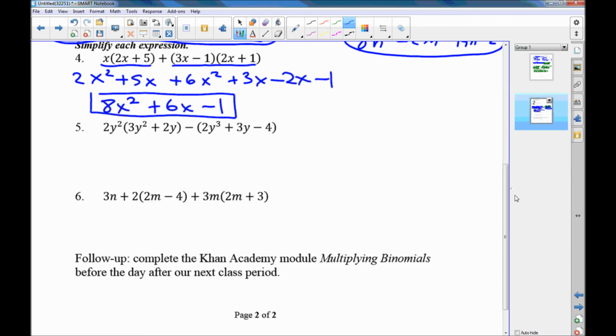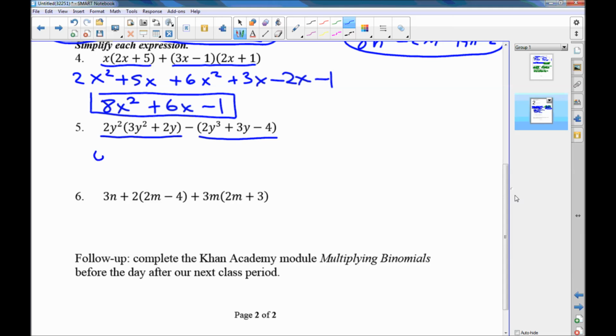And number 5, same thing, I'm going to do it algebraically. I'm going to distribute the 2y squared, so multiply this monomial and this binomial. And then this subtraction needs to be distributed to all the parts over here, just like we did before, because it's subtract a whole polynomial.